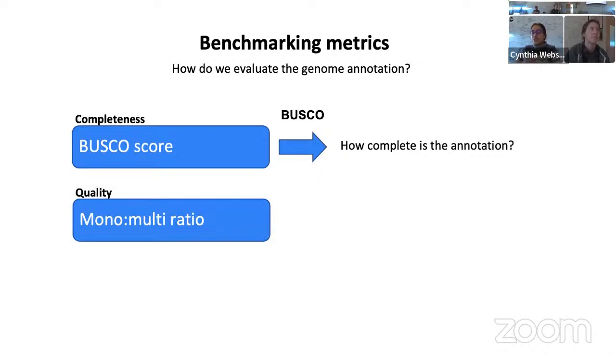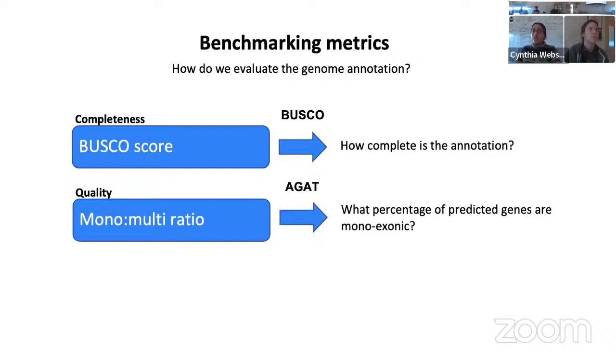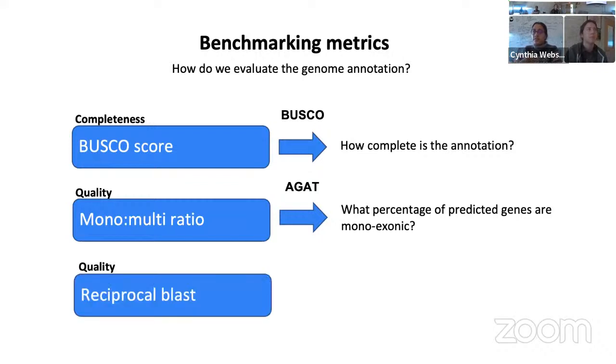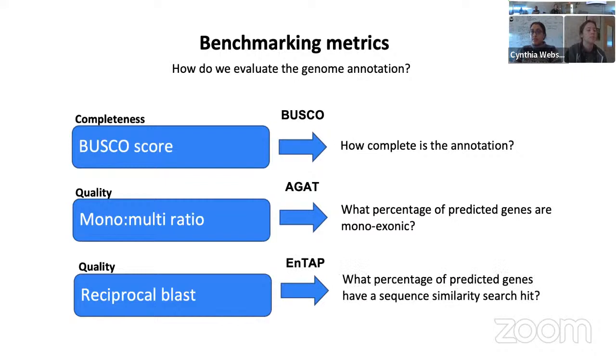We also introduced a new metric, the mono to multi ratio, which is essentially a ratio between the monoexonic and multi-exonic genes within an annotation. And then we also try to assess quality with a reciprocal BLAST, which is essentially through a tool that we developed called NTAP. And that is to assess what percentage of predicted genes have a sequence similarity hit.